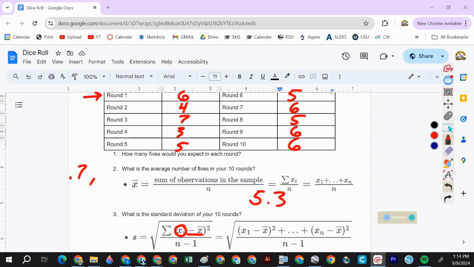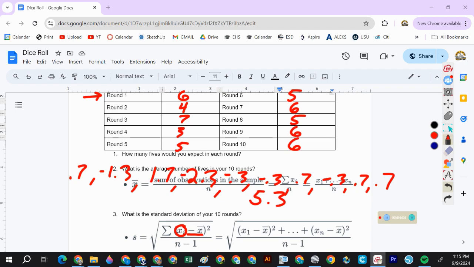Okay? What's my second difference? 1.3, and then 1.7, 2.3. Oh wait, negative, right? Both of those are negative. Okay? And now round 5. So 0.3 or negative 0.3, right? Because it's always value minus average. And then negative 0.3, 0.7, negative 0.3, 0.7, and 0.7.